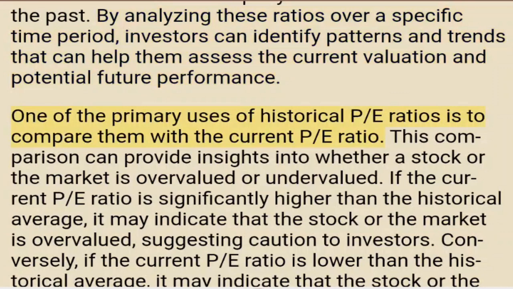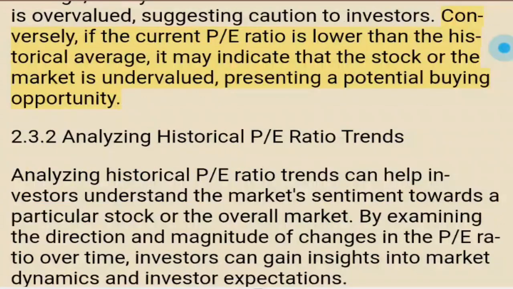One of the primary uses of historical P/E ratios is to compare them with the current P/E ratio. This comparison can provide insights into whether a stock or the market is overvalued or undervalued. If the current P/E ratio is significantly higher than the historical average, it may indicate that the stock or the market is overvalued, suggesting caution to investors. Conversely, if the current P/E ratio is lower than the historical average, it may indicate that the stock or the market is undervalued, presenting a potential buying opportunity.